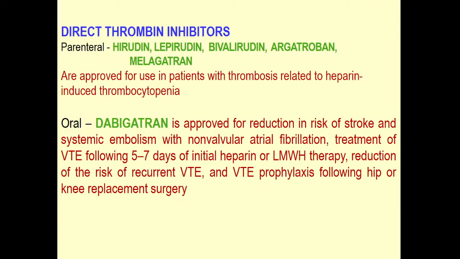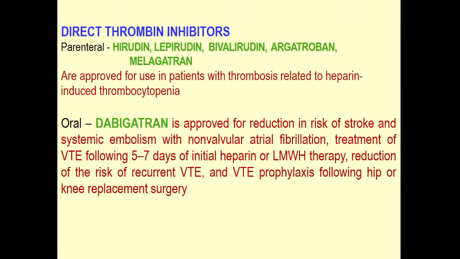Direct thrombin inhibitors. We use mostly parenteral drugs: hirudin, lepirudin, bivalirudin, argatroban, melagatran. Hirudin is the prototype of this group. It is produced by leeches. So leeches have been used for thousands of years.